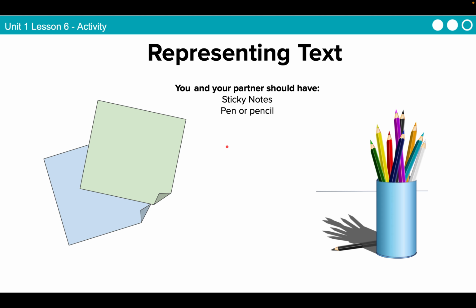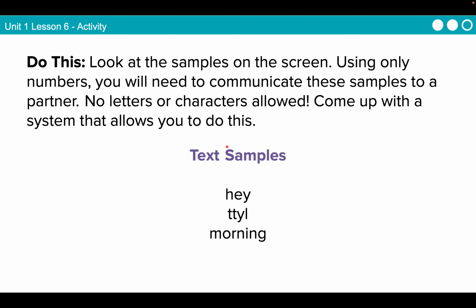So let's think about an activity that you could do in class, in person, with sticky notes and pens or pencils, where you represent a piece of text, like these text samples, using only numbers. Only numbers. How could you do this? Well, you might think maybe we use a number like 1 to mean A, and 2 to mean B, and so on.